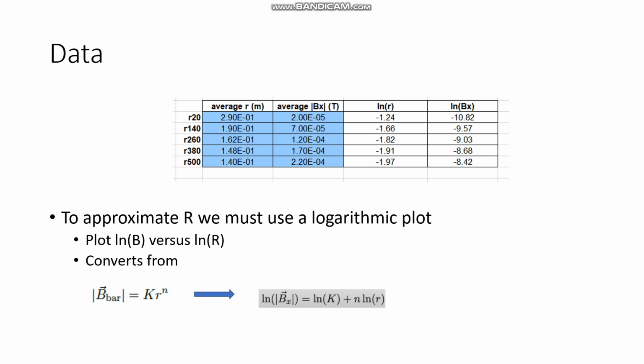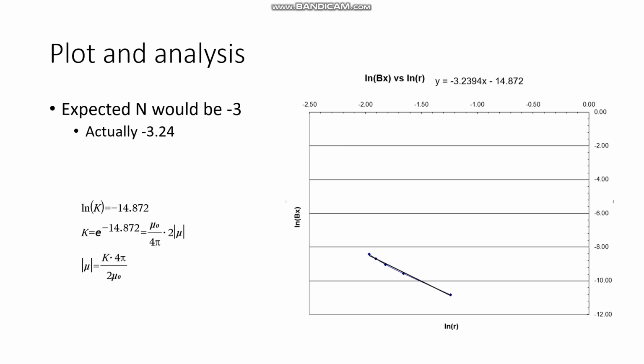So we're going to be plotting ln of B versus ln of r, and that's going to convert the formula from the magnitude of the B field is equal to k times r raised to some n, into ln of B is equal to the natural log of k plus n times the natural log of r. And as you can see from my values above, those are the natural log of the B field that I got, and the natural log of r that I got. And so this is how it looks.